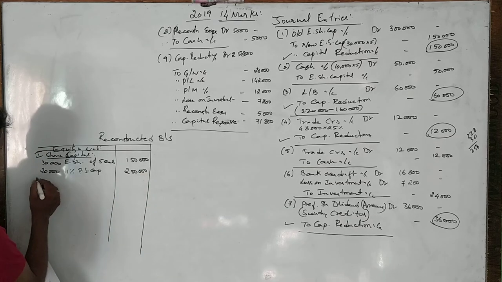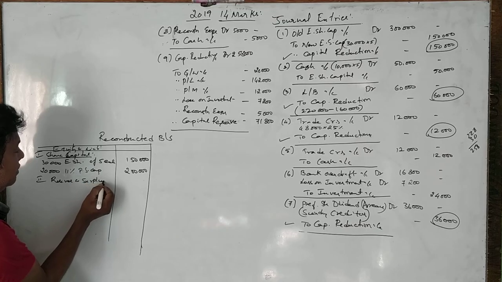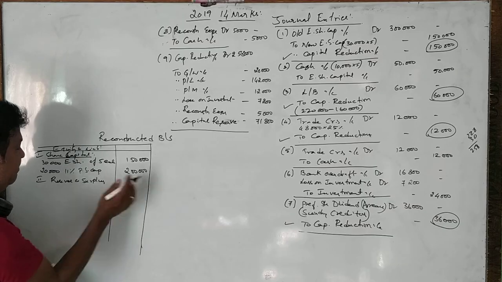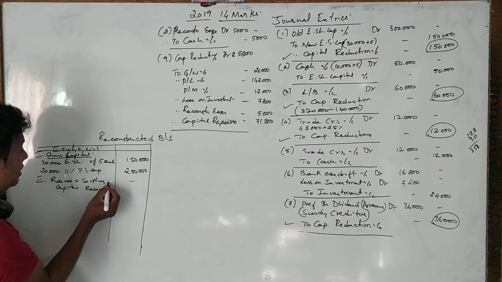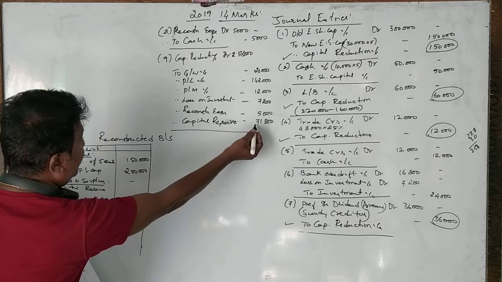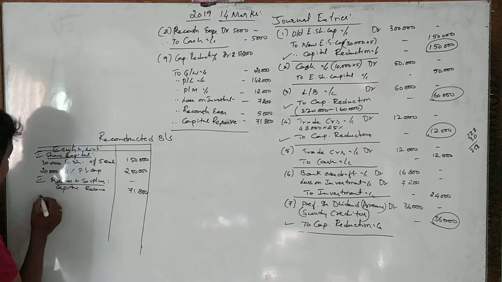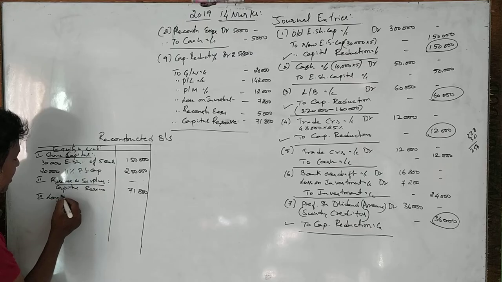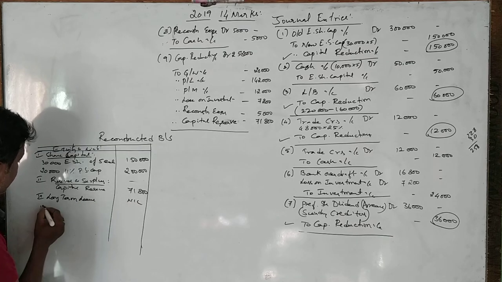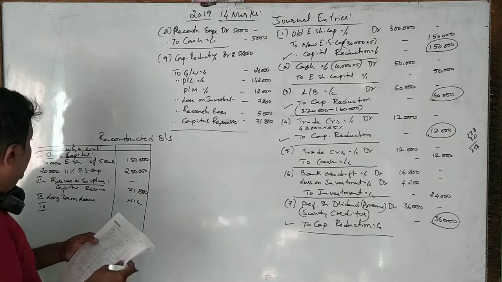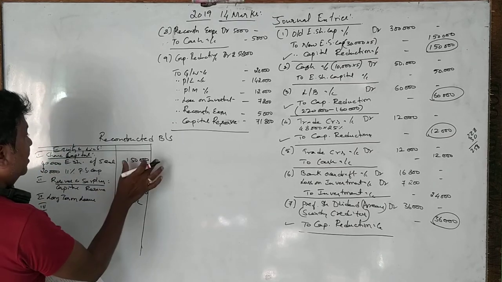The second one is reserves and surplus. We don't have any reserves, but we have the capital reserve from the 9th adjustment. If you look at this capital reserve, it is 71,800 here. And the third one is long term loans. We don't have any long term loans. Fourth, totally, this is 40,000 equity shares and 2,00,000.